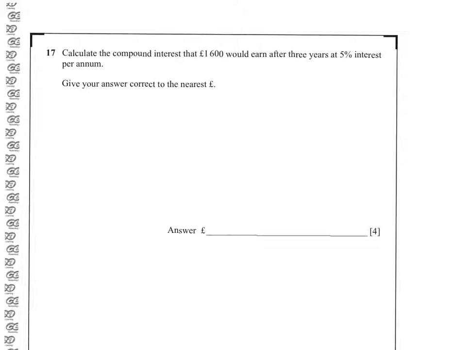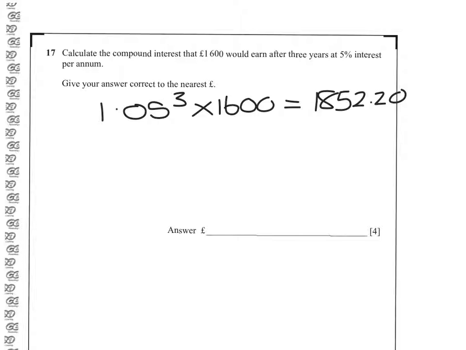I'm going to start by working out the total amount that we have at the end of 3 years. I'm going to use the formula. That's the multiplier to the number of years multiplied by 1,600, the original amount. You can also do this year by year, and I'll show you how to set that out. That gives £1,852.20. Be careful, don't use 0.20 because it's money. And we have been asked for the amount of interest, so if we take away 1,600, we're left with £252.20, which to the nearest pound is 252.